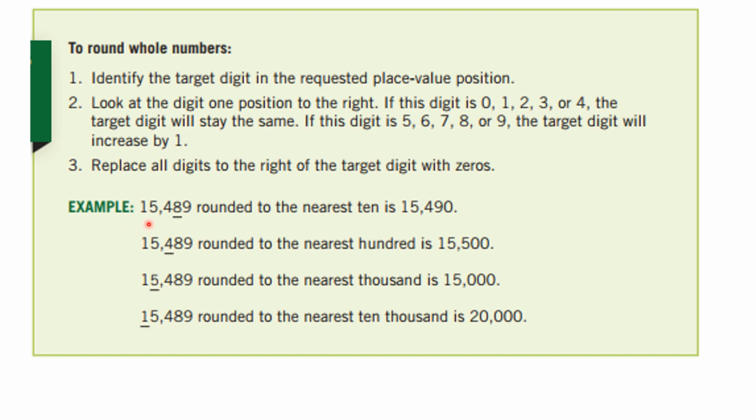So we round 15,489 to the nearest 10, we get 15,490. Rounding that same number to the nearest hundred, we will get 15,500. To the nearest thousand, you see we're less than half here, and so that is going to be 15,000. And to the nearest 10,000, this is 20,000.